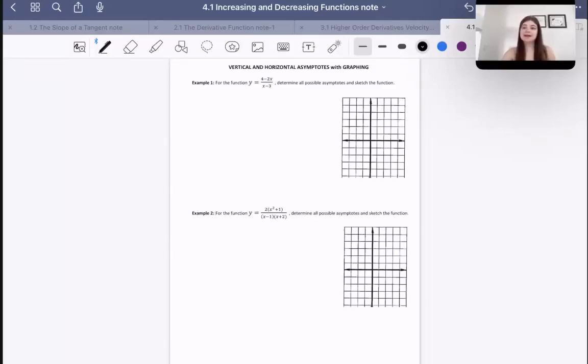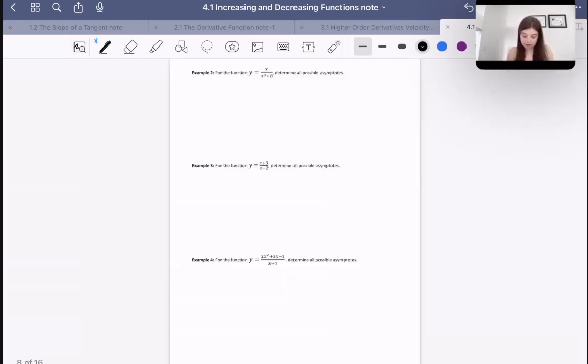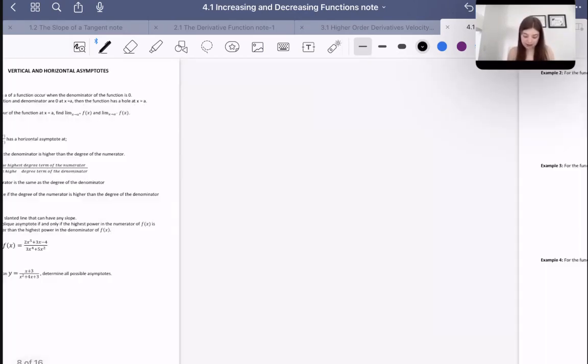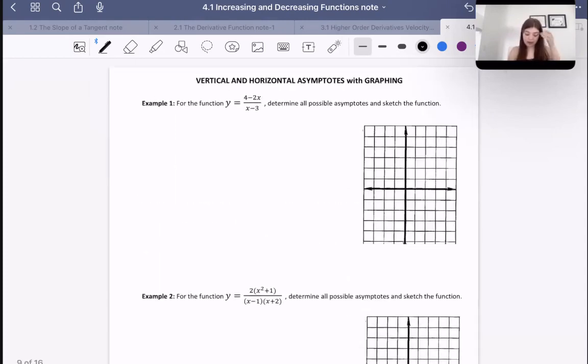Hello, everybody. Welcome back. Today, we are going to be talking about vertical and horizontal asymptotes once again. This time, we're going to show them with graphing, which is something we hadn't done previously. Previously, we just talked about where these horizontal and vertical asymptotes are, right? How can we identify them?